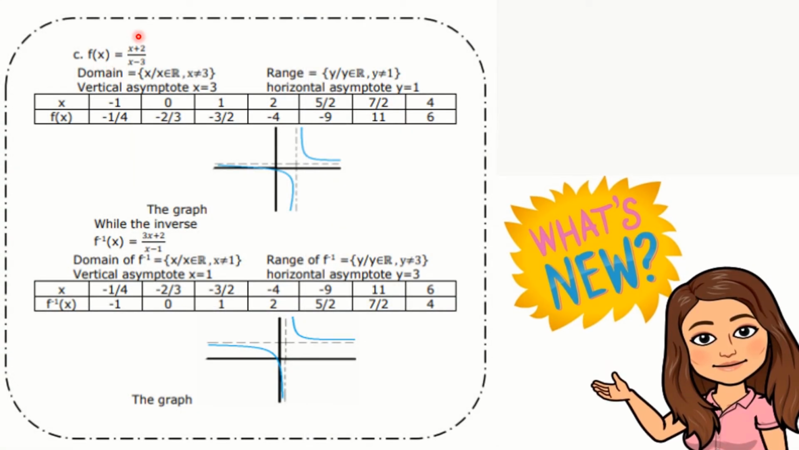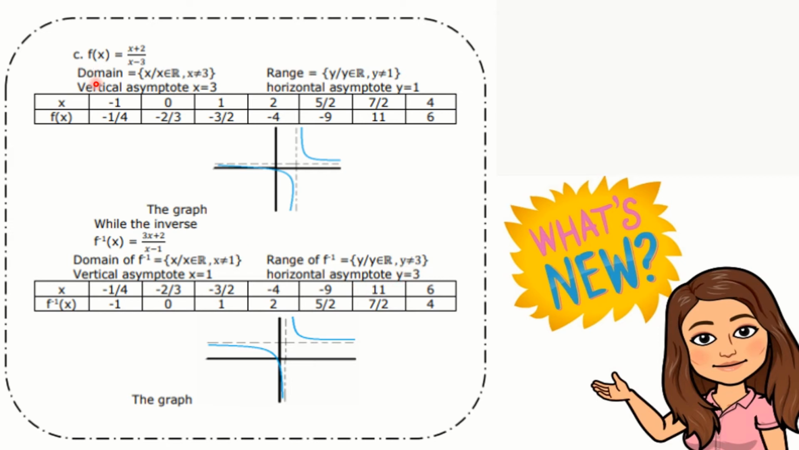Okay, this is a rational function with the domain x, element of real numbers, but x not equal to 3. Note that in a rational function, the x value that is not part of the domain is the value that will make the denominator 0, because when the denominator is 0, the entire term or the entire function becomes undefined. So that's why we have x not equal to 3. In the inverse function, this becomes the range.